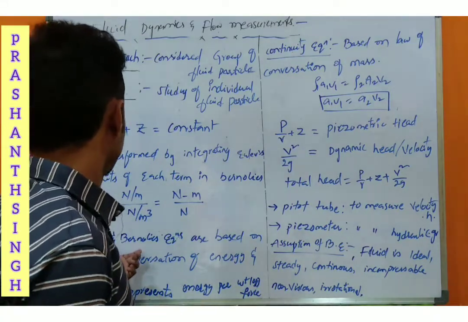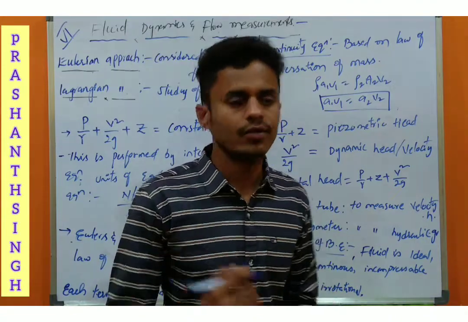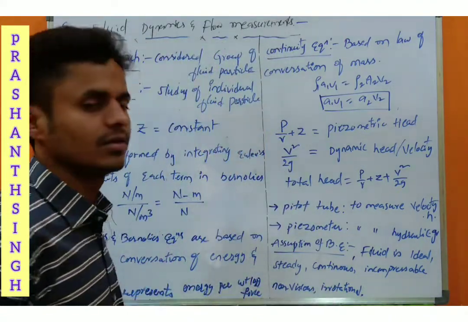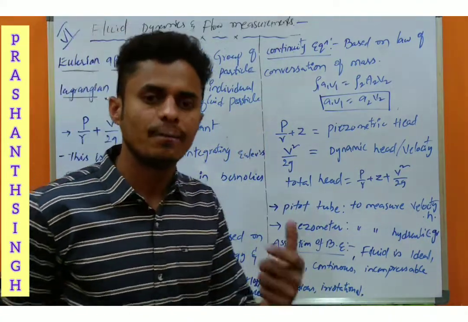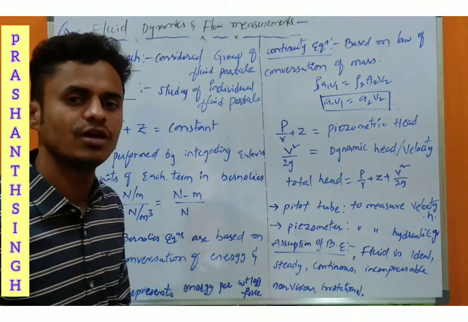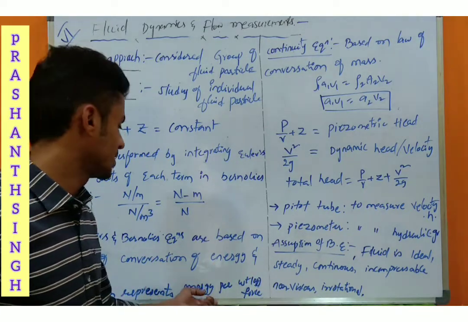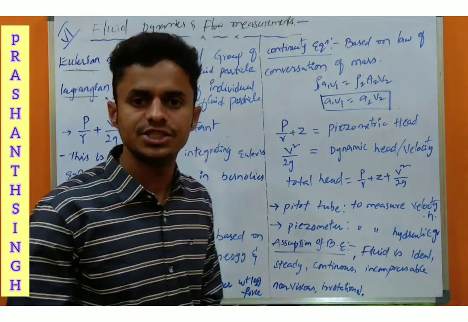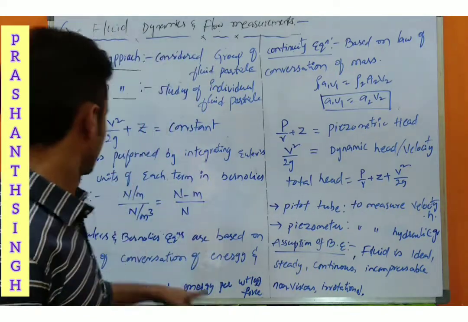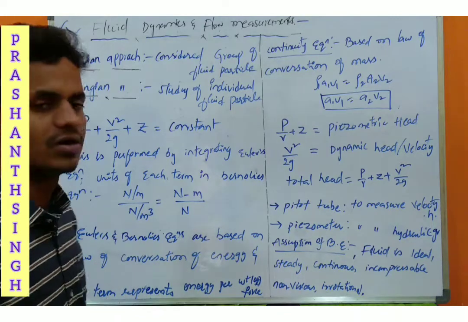The Bernoulli's equation and Euler's equation are based on the law of conservation of energy, and each term represents energy per weight or energy per force. This is about the Euler's and Bernoulli's equation.